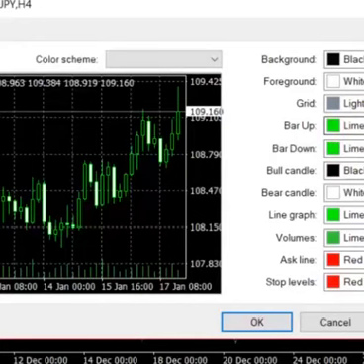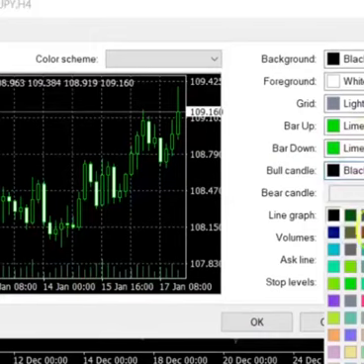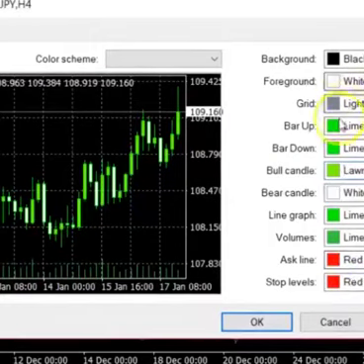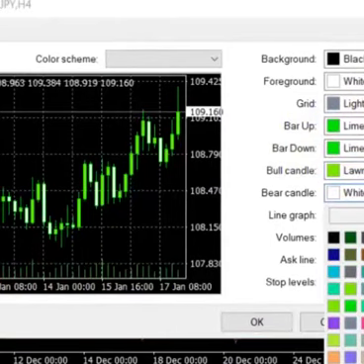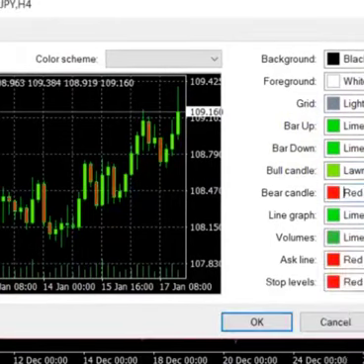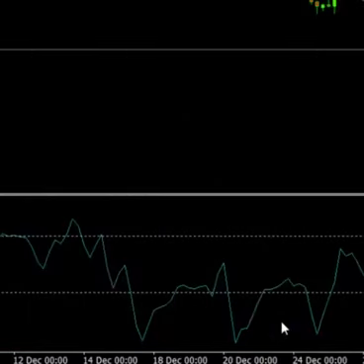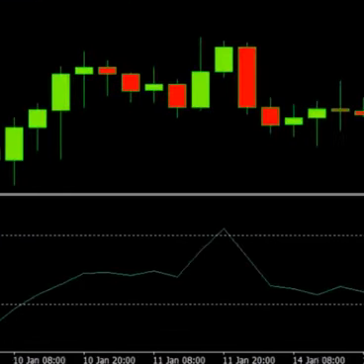So let's see here. The bull candle is black, so we want to change that to green. We'll do a lime green on the bull color, and then the one that's white we want to change to red, on the bear candle color, right? That should be good. Once you zoom in, now you can see the difference.